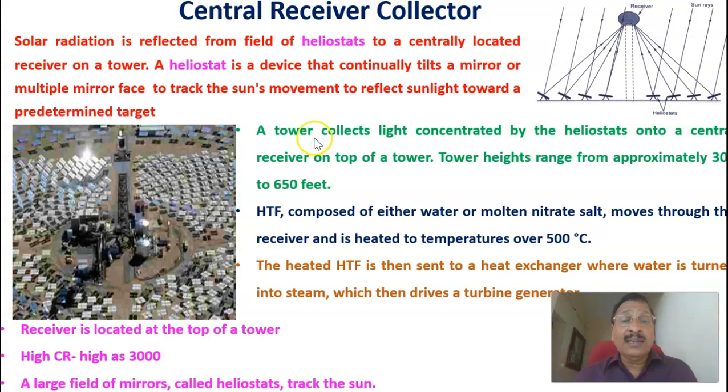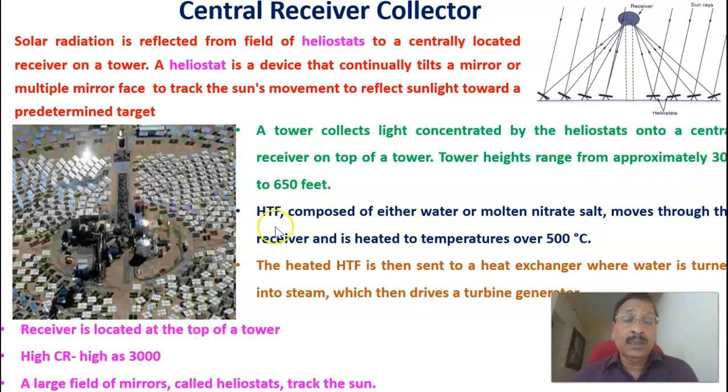Therefore, a tower collects the light concentrated by the heliostats. Like this, it can be collected at this point. This is just a pictorial representation shown here. The heliostats reflect onto a central receiver on the top of the tower. The solar radiation falls onto the central receiver on the top of the tower. The tower height ranges from approximately 300 to 650 feet.